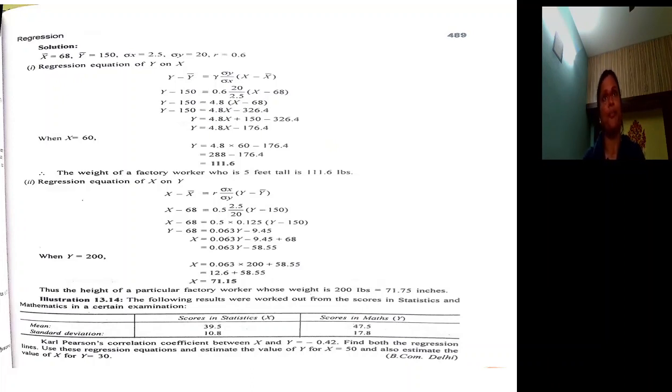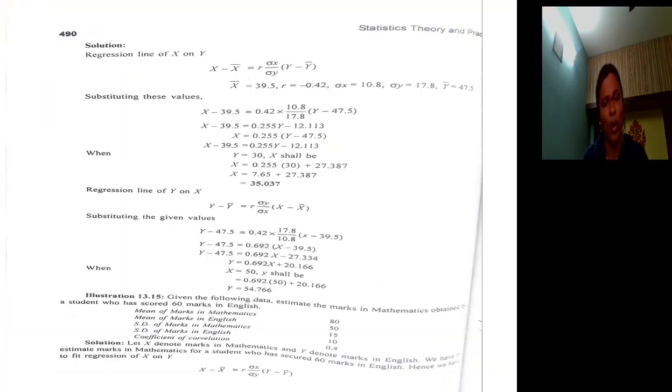We know that the regression equation of x on y is x minus x bar is equal to bxy into y minus y bar. What is bxy? bxy is nothing but r into standard deviation x divided by standard deviation y. Having known all these aspects, let me apply them to this problem. x bar is given, that is the arithmetic mean in statistics. r is given, that is minus 0.42. The standard deviation of x, the standard deviation of y and y bar are also given.